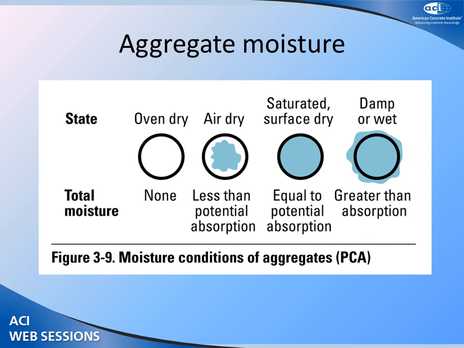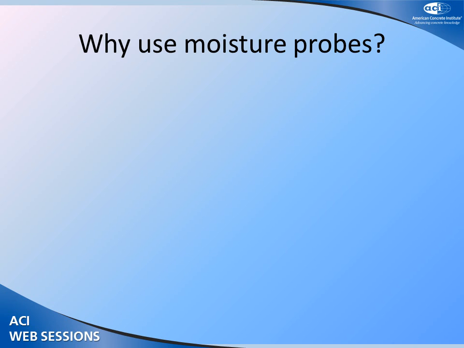Also, you don't want to burn your hands or mess up your scale if you've got a plastic pan for your scale. So anyway, we're very concerned with determining the surface moisture content. And that's where moisture probes can come in. So why use moisture probes?